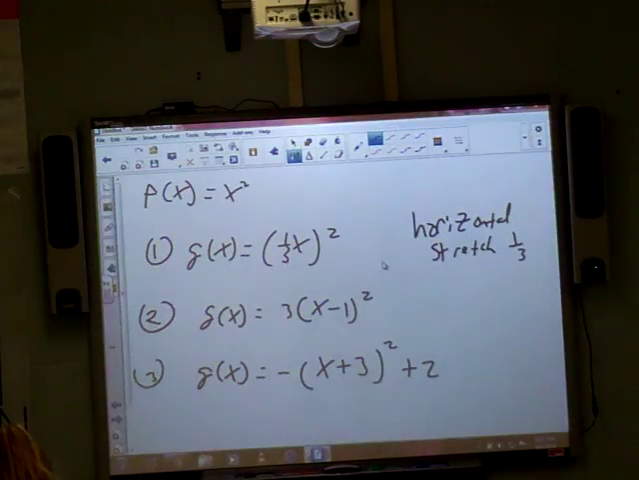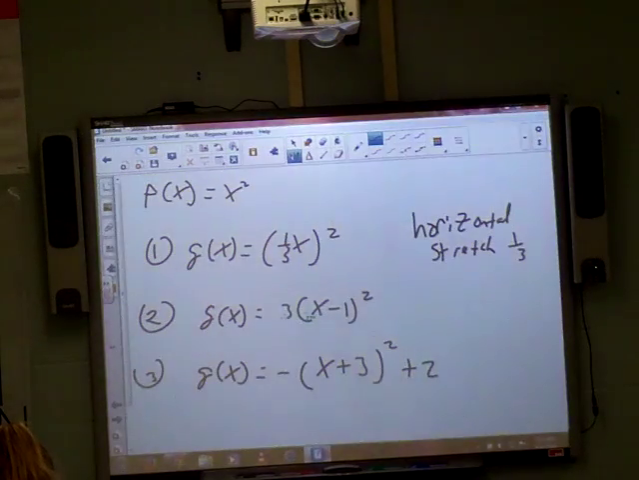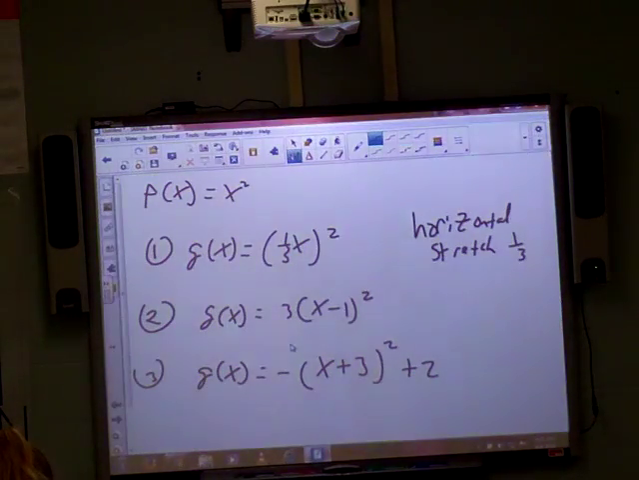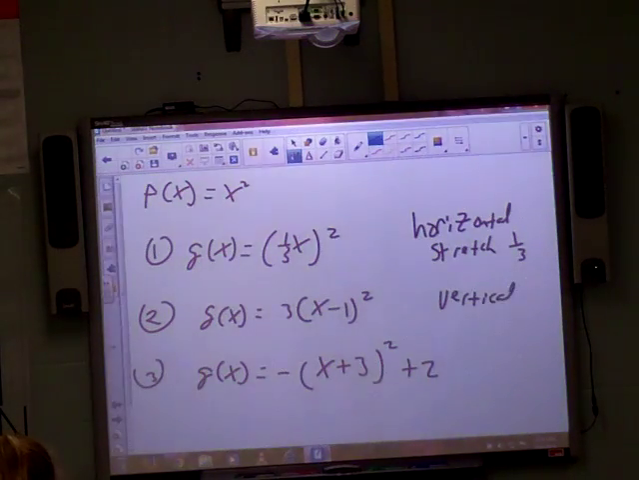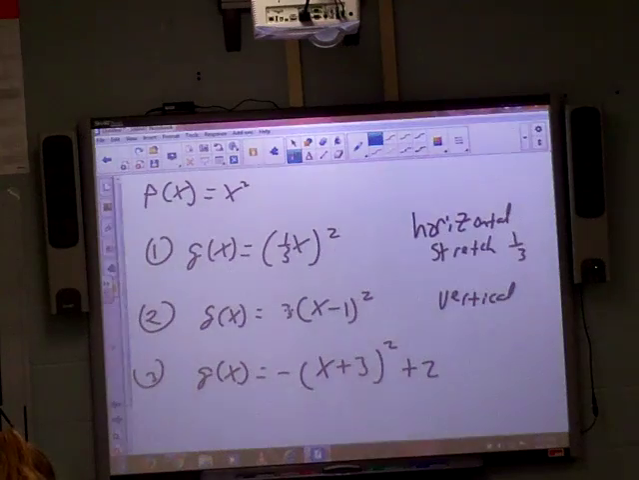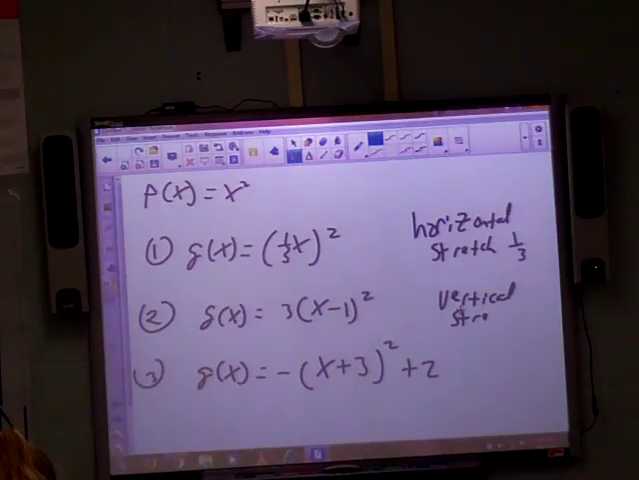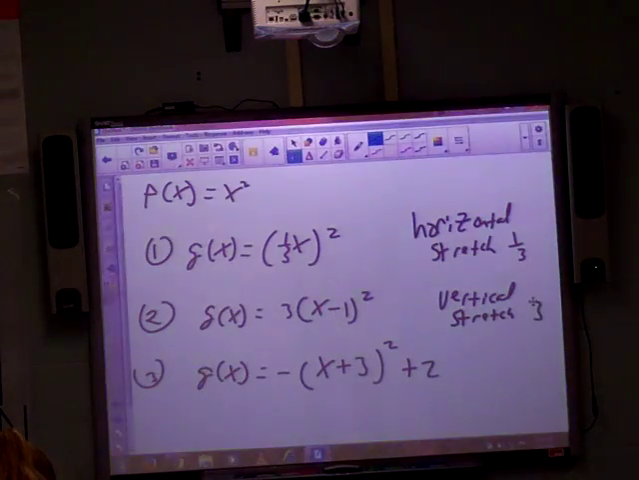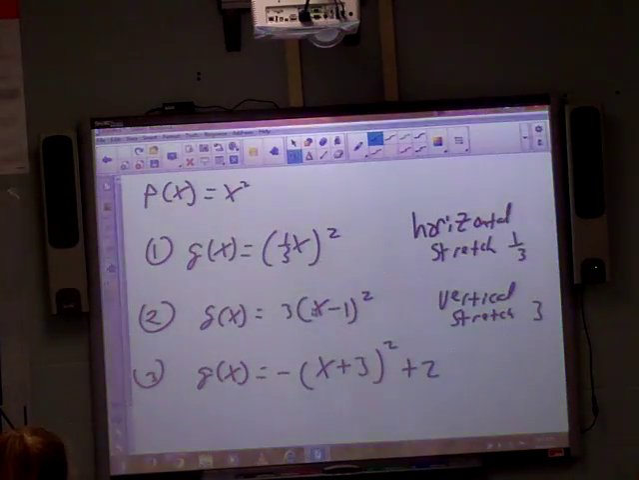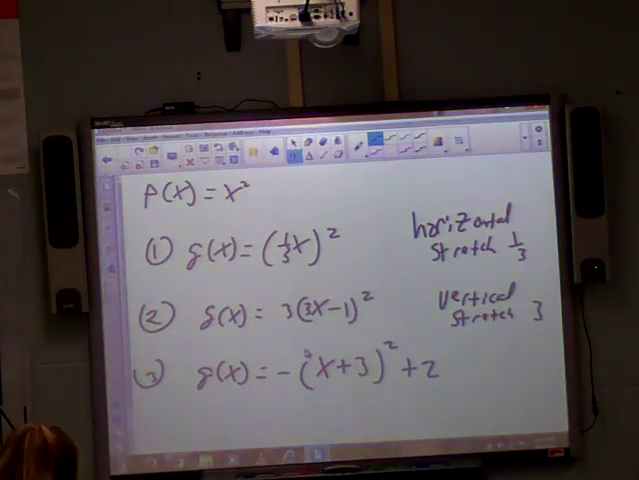Okay. Confusion started coming on this one. This has got a 3 stuck out in front of the whole thing. Okay, so stuck out in front of the whole thing, not in the parentheses. We should be looking at vertical. Now, is 3 greater than 1 or less than 1? Greater than 1, so that means it's going to be a stretch. Wait, why is it vertical? Because the 3 is out in front. It's not in here with the x. If it were in here with it, it would be horizontal. But out in front is vertical.